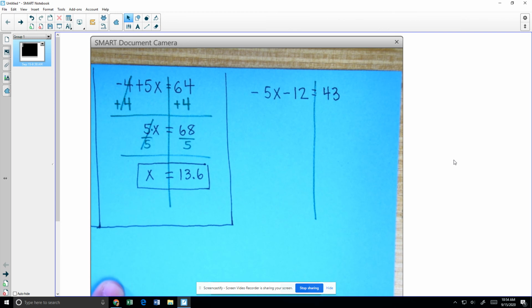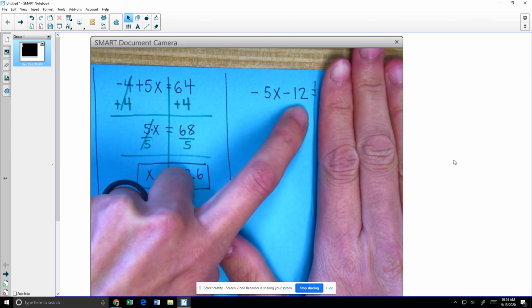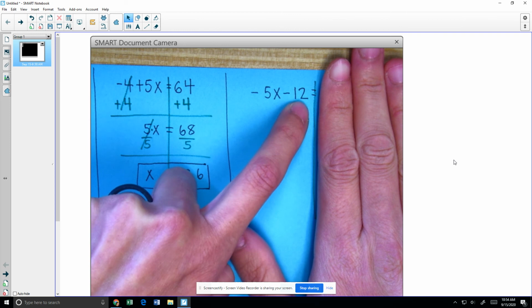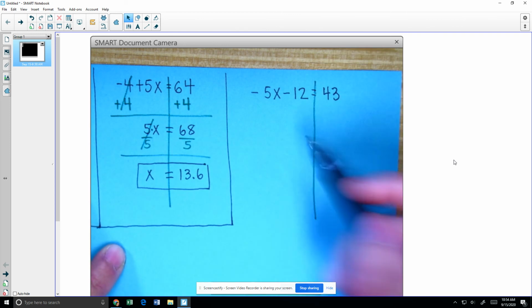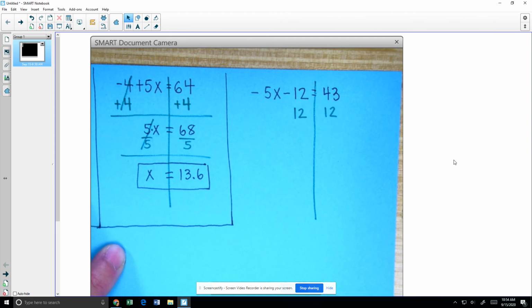Someone that has not spoken yet, what's the first number that I drop down? Well, thank you to whoever said that. Yes, because look, it's the number not connected to the x. It's the adding and subtracting one. It's the one that's farthest away from the x. The 12. I know I have to move the 5 and the 12, but I do move the 12 first. Let's move the 12. All right. Add, subtract, multiply, divide the 12.